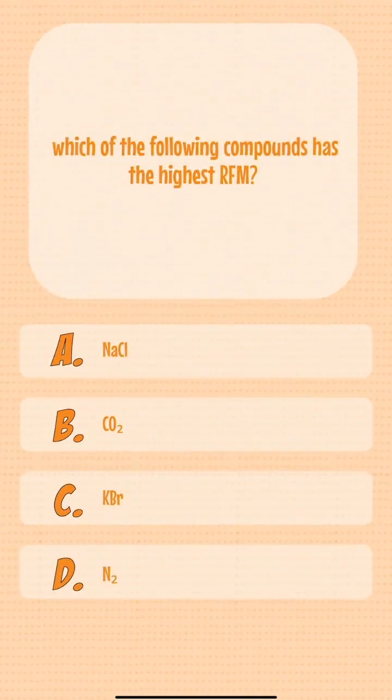All right, next one. Which of the following compounds has the highest RFM? Out of these, what do you guys think? You can usually tell from the periodic table: the lower down an element is, the higher the atomic mass, so the higher the RFM will be. So let me know in the comments, guys, what letter you think the answer is. You can either work them out individually real quick, or you can just look at which ones generally have the elements that are lower down in the periodic table.